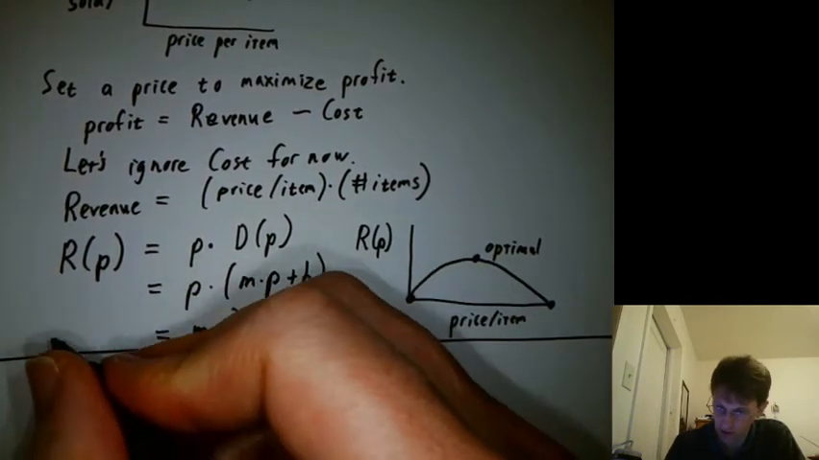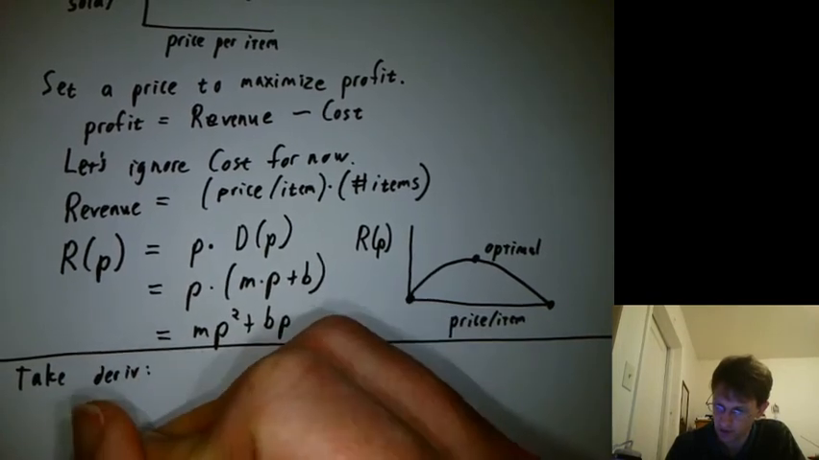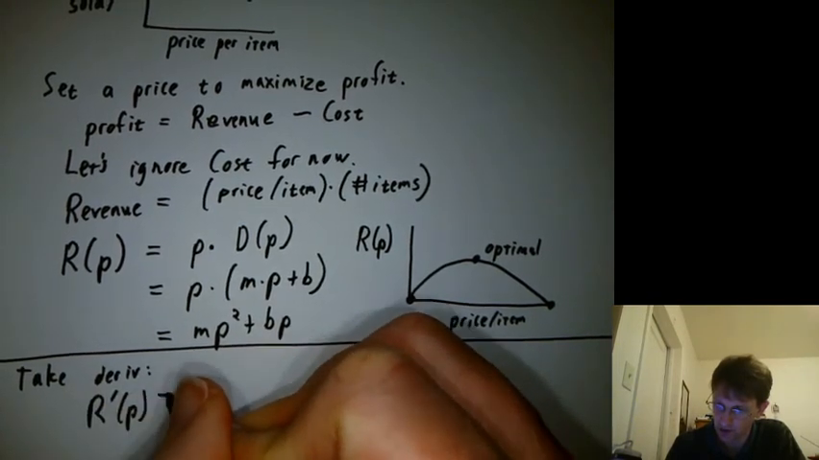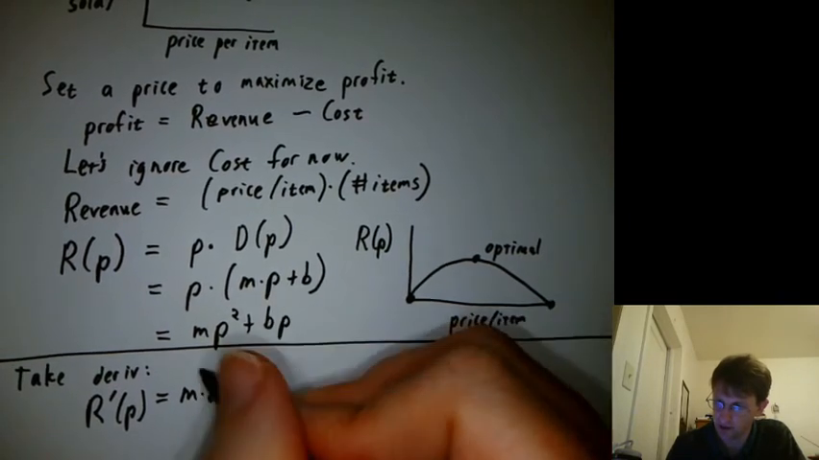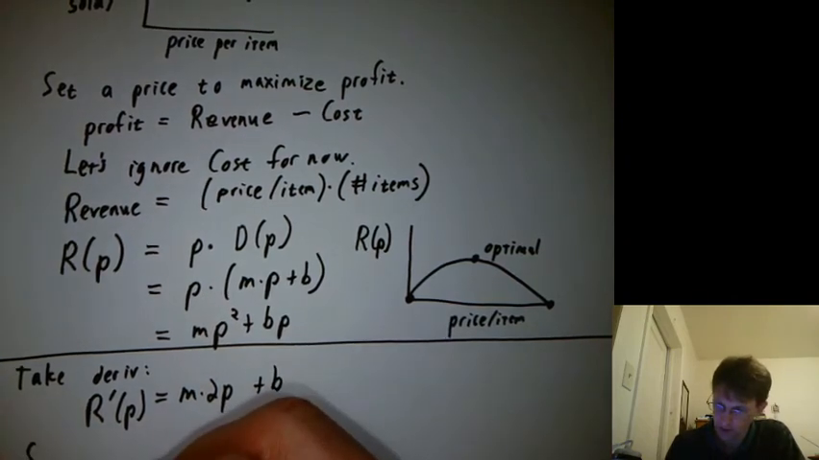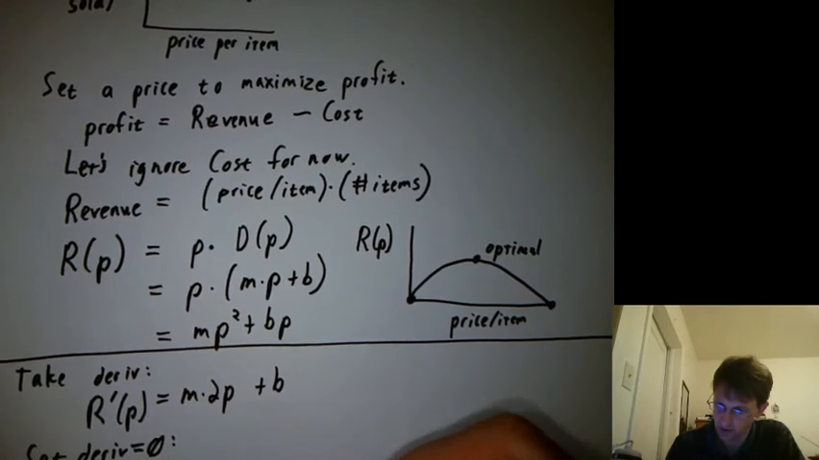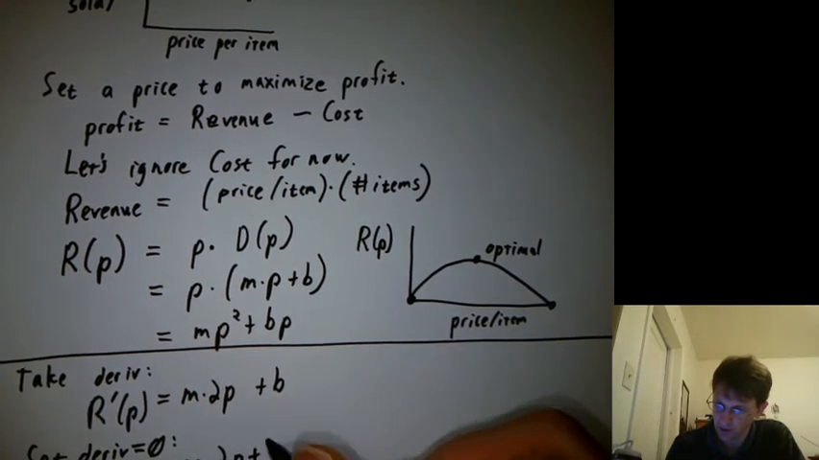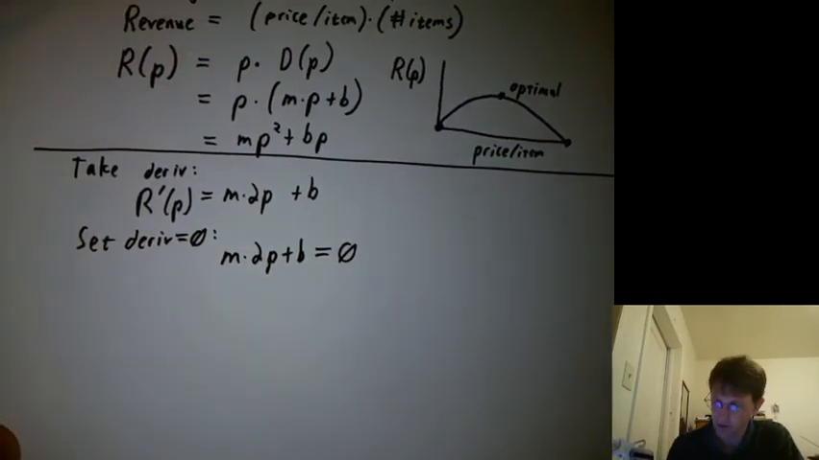Okay, welcome back. So we're going to take the derivative. So r prime of p equals m times 2p plus b, just taking the derivative directly from there. Then set the derivative equal to 0. So m times 2p plus b equals 0. Solve for p.